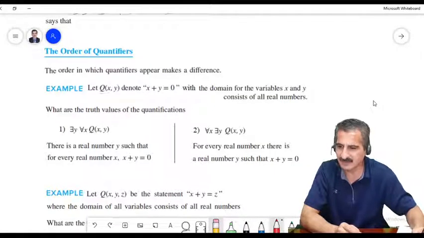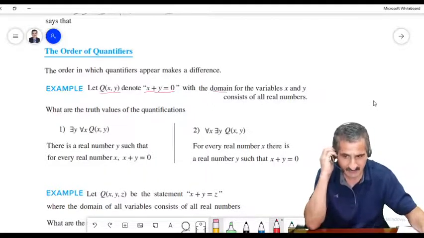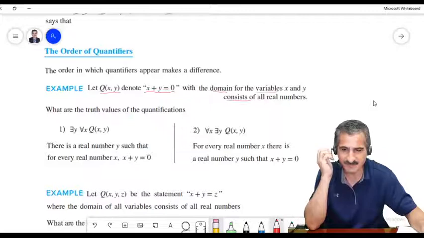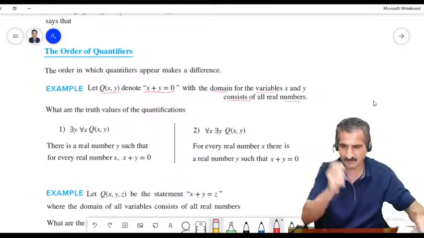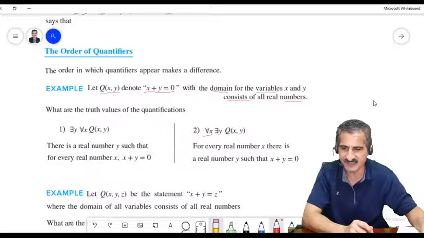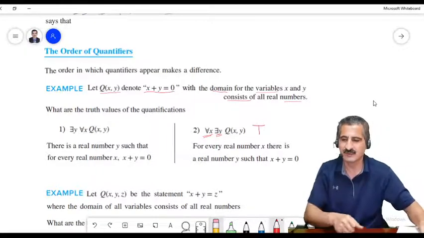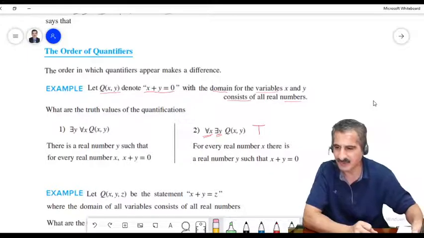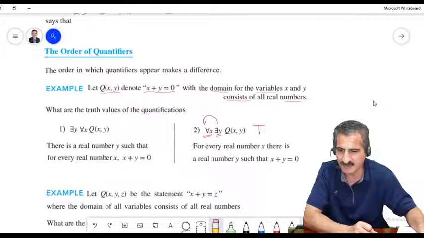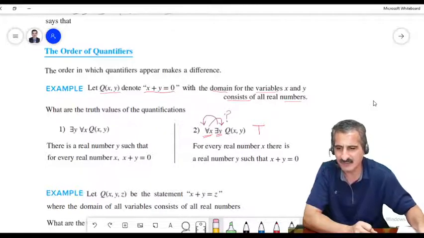Let P of x, y denote x plus y equals 0. And the domain here consists of real numbers. In part 2 here, we just have seen it. For every x, there exists y such that x plus y equals 0, and we know this is true. What happens if we change the order of quantifiers? I mean, what happens if we move the existential to be the first and the universal to be second? So what will happen here?